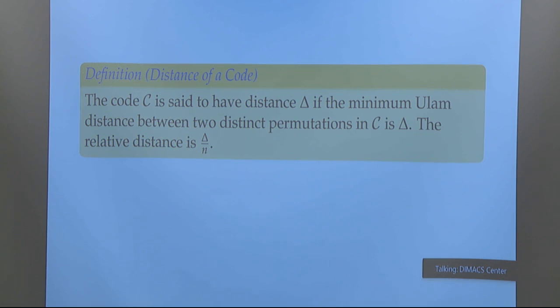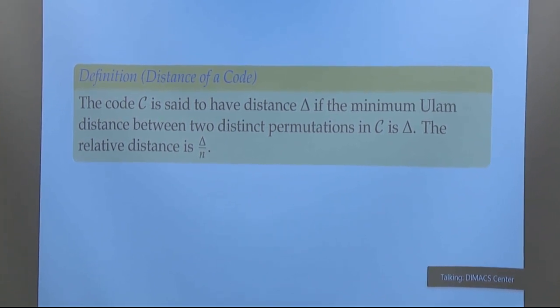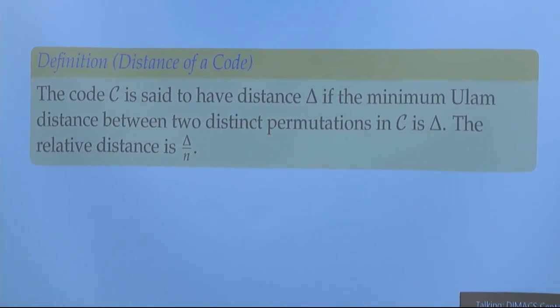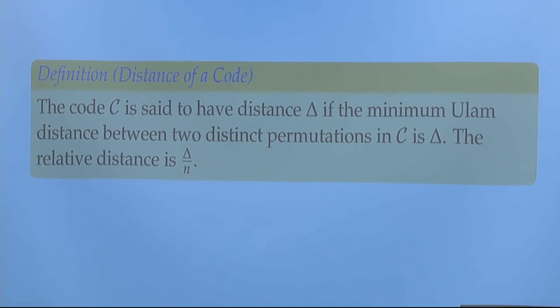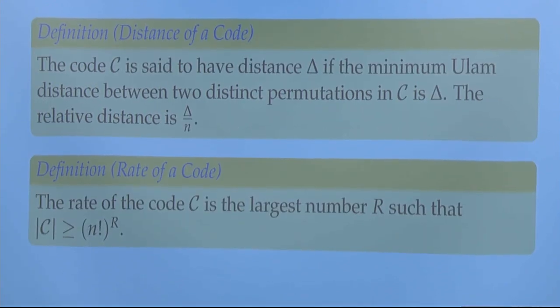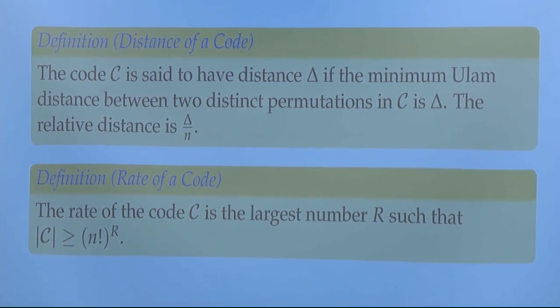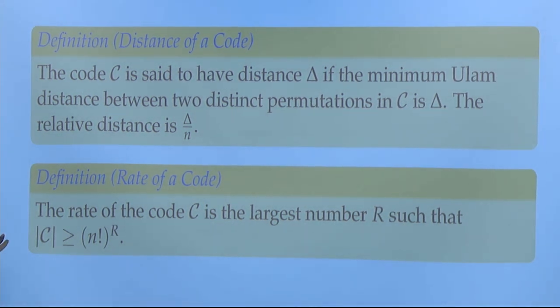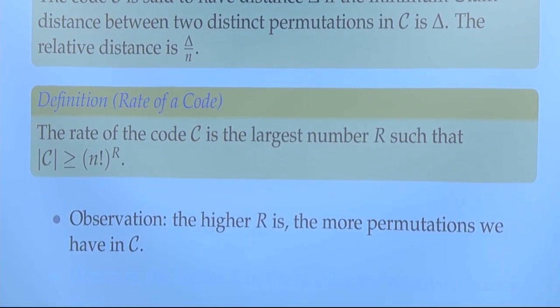Okay. Some more definitions. The distance of a code C is the minimum Ulam distance between two distinct permutations. Okay, and the relative distance is what you get by normalizing it. So if delta is the distance, delta over n is the relative distance, a number between 0 and 1. And the rate of the code C is the largest number r, such that the size of C is at least n factorial to the power r. So if you stare at this definition for a while, you will realize that this is a number between 0 and 1, and it's a measure of how many strings are there in my set C. Okay, so C is a set of permutations, so the largest it can be is n factorial. So R is telling me how many strings there are. So yeah, the higher R is, the more permutations we have in C.